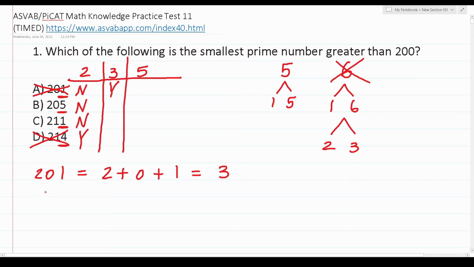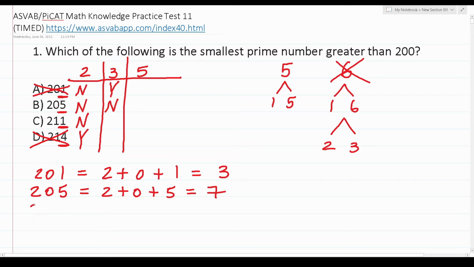Again, we're just summing the digits in a number, so we're looking at the number 205. The sum of its digits is 2 plus 0 plus 5. 2 plus 0 plus 5 is 7. Is 7 divisible by 3? It's not. Therefore, I know 205 is not divisible by 3.